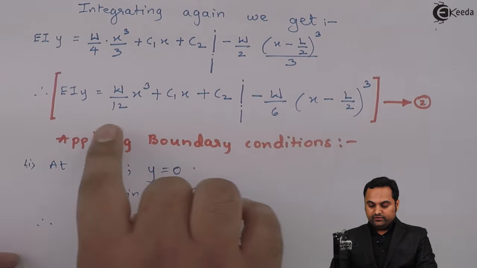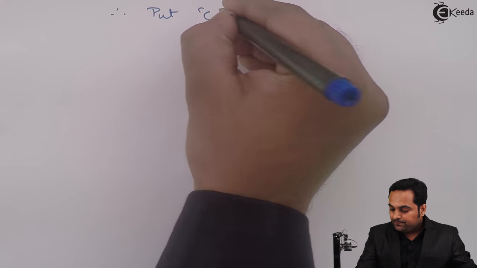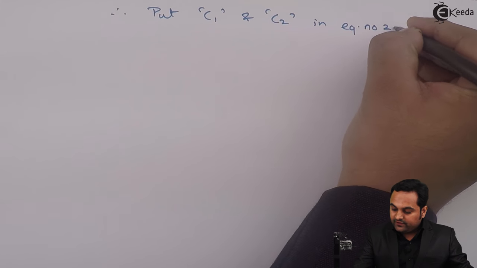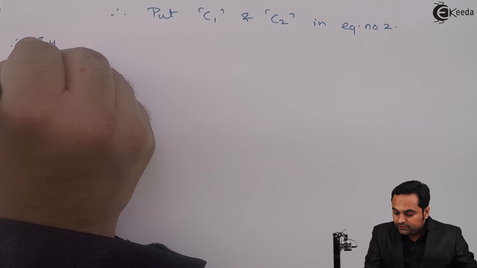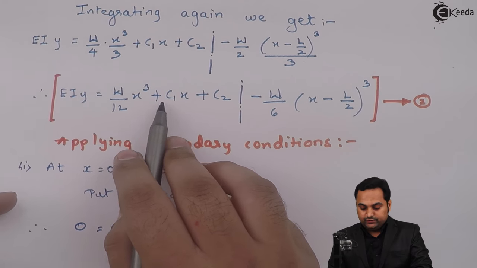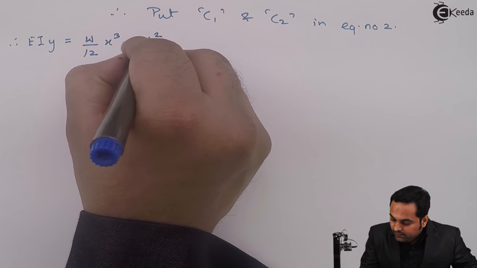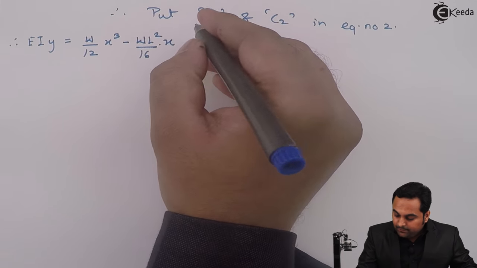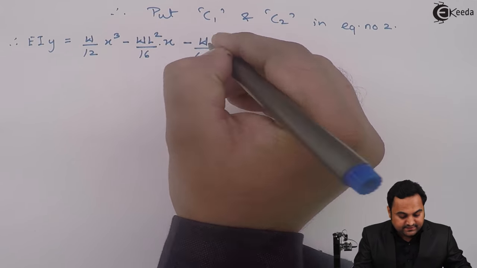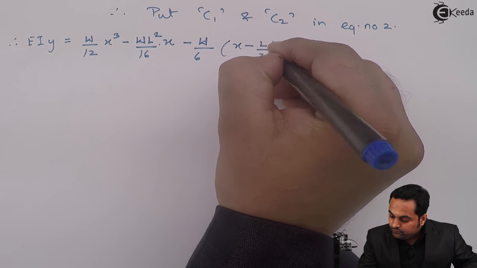Now after getting the slope equation, we were having the deflection equation in equation number second. So in equation second, we are having y value. Here if I put C1, C2, I'll form the deflection equation. So therefore, put C1 and C2 in equation number second. So therefore, we have EI into Y is equal to W by 12 X cube, plus C1 into X. So I'll put the value of C1, which was minus WL square by 16 into X, plus C2 was 0, so no need to write that, minus W by 6, which is negative, into this bracket, that is X minus L by 2 whole cube.